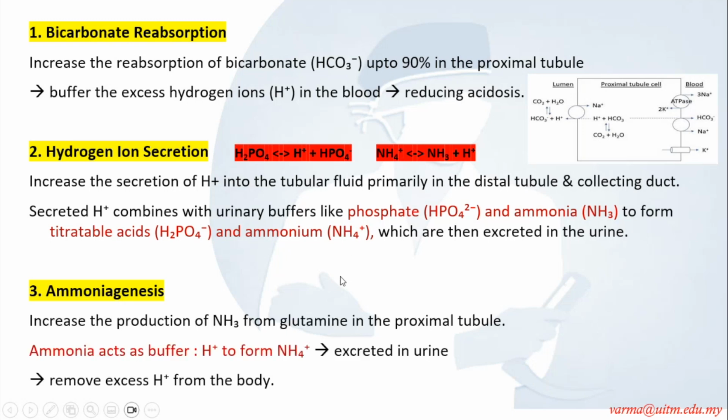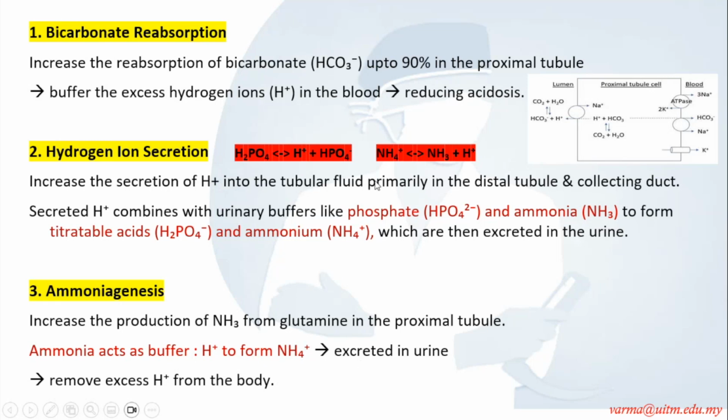Next, ammonia genesis. What is ammonia genesis? It is the production of ammonia from glutamine in the proximal tubule. So glutamine is again an amino acid buffer. So there is increased production of NH3 from glutamine in proximal tubule. Ammonia acts as a buffer. Once the ammonia is produced, this ammonia acts as a buffer. This reaction will happen. Ammonia combined with H+ to produce NH4+, excreted.